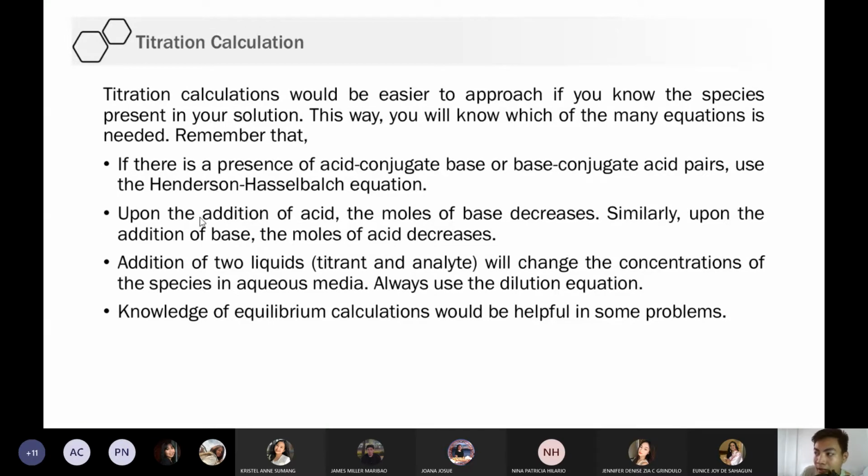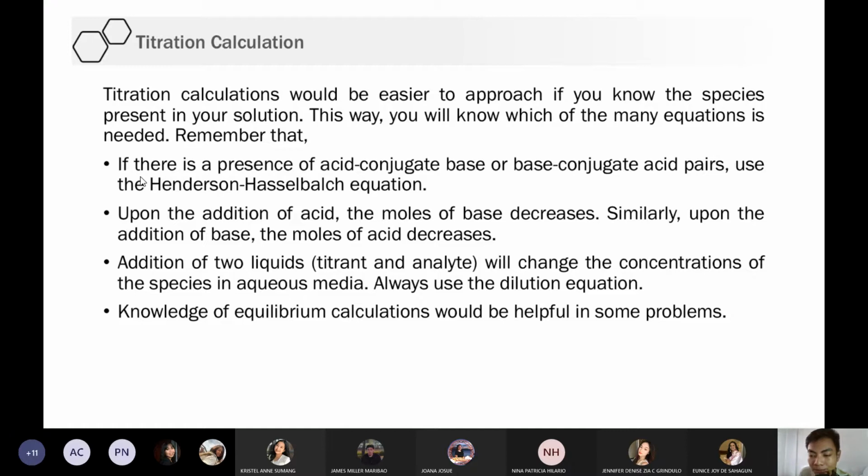Okay? And then, when you add acid sa inyong analyte, yung moles ng base ay mababawasan. And kapag nag-add ka naman ng base sa analyte, yung moles ng acid doon ay mababawasan. Okay? Because the substances are reacting to one another. So, pag naglagay ka ng acid sa base, mababawasan yung base. Pag nagdagdag ka ng base sa acid, mababawasan yung acid.